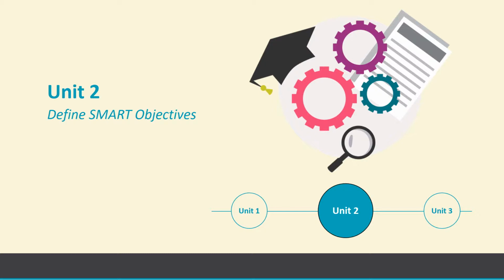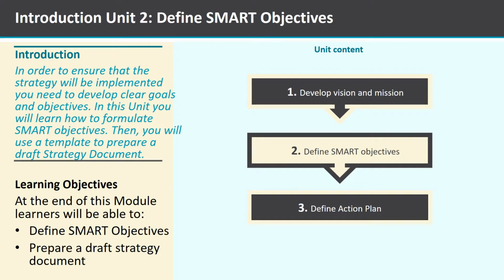Unit 2 of Module 5 looks at the concept of SMART objectives. In order to ensure that the strategy will be implemented, you need to develop clear goals and objectives. In this unit, you will learn how to formulate SMART objectives. Then, you will use a template to prepare a draft strategy document.